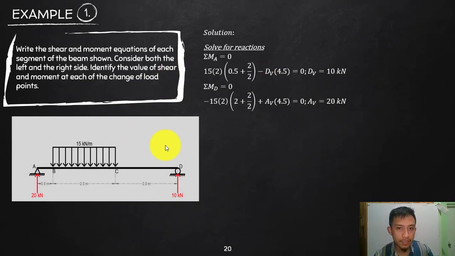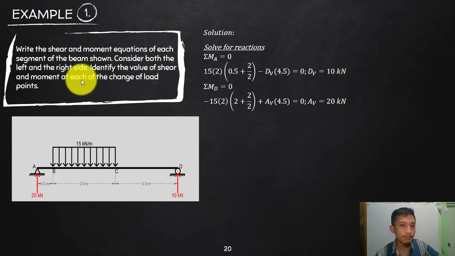So we will try to have this example. Write the shear and moment equations of each segment of the beam shown. So we have here this scenario of the beam. Consider both the left and right side. I will show you how to do it using the left side and then the right side. That should be the same, giving you the same value.